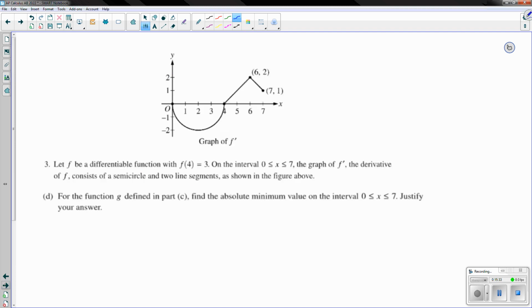So now let's move on to the final part, part D. For the function g defined in part C, find the absolute minimum value on the interval from 0 to 7 and justify your answer.